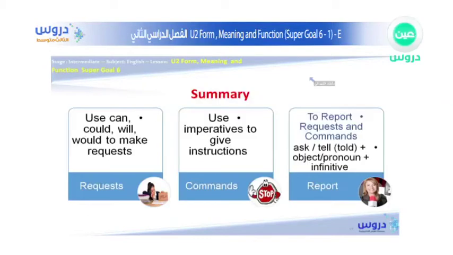Beautiful. Thank you very much, everyone. So this is the summary for our lesson. Use can, could, will, would to make requests. This is the request. The commands use imperatives to give instructions. The reporting, if you want to report a request or command, we use ask, tell, told. After that, the object or the pronoun. After that, the infinitive verb.